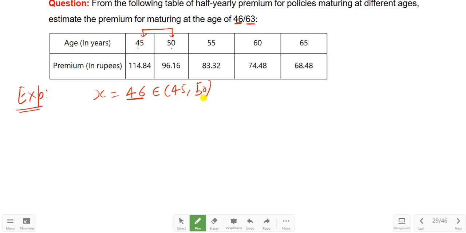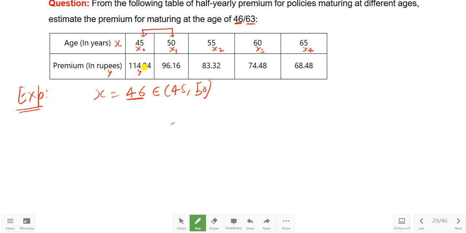So in that case, when the value of x lies between the first two arguments in the given data set, we apply Newton's forward difference interpolation formula. Here 46 lies between 45 and 50, so this value is denoted by x0, this value is x1, this is x2, this is x3, this is x4, and suppose this is denoted by x and this is denoted by y.